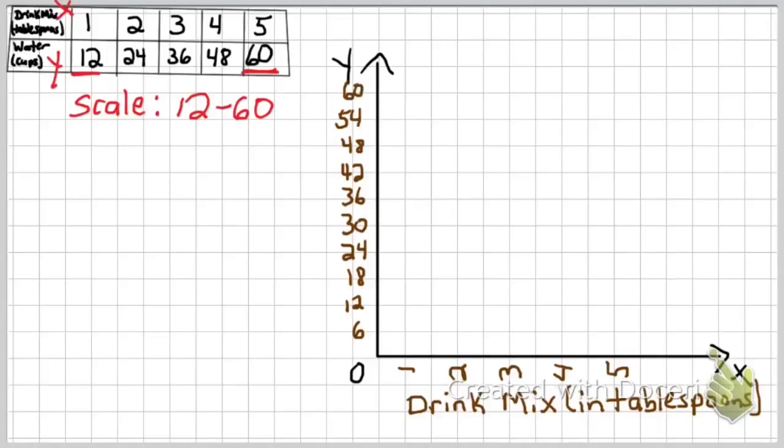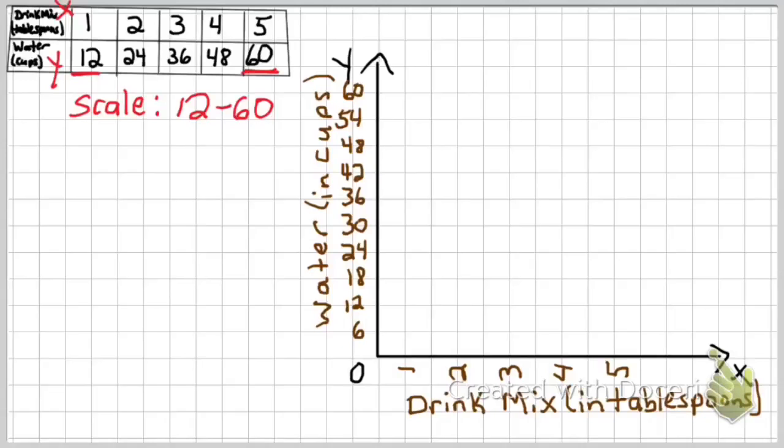Now I need to give my y-axis a title. I see that it's water and the unit is cups. So I turn my graph paper sideways to write water. My unit goes in parentheses, and that would be in cups. Therefore, each number here stands for that many cups of water.